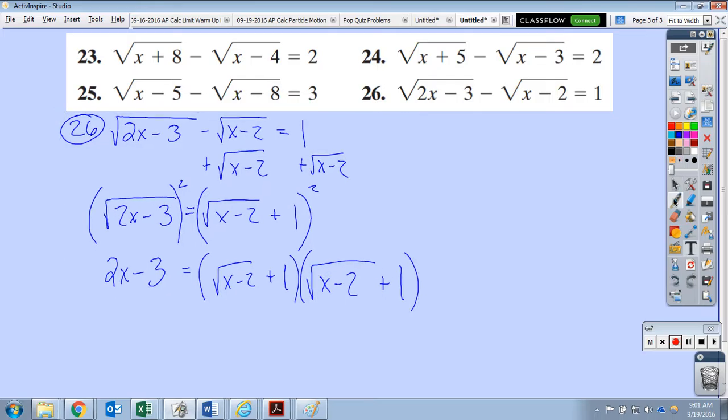Alright, so if we do this, see what we get. Now this is where you don't want to make a little mistake, so let's be careful here. So we have the square root of x minus 2 times the square root of x minus 2. That simply is just x minus 2.